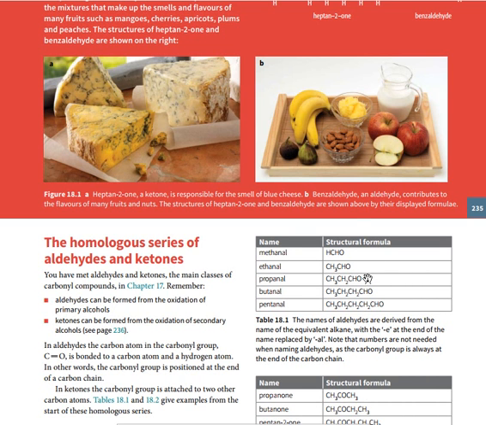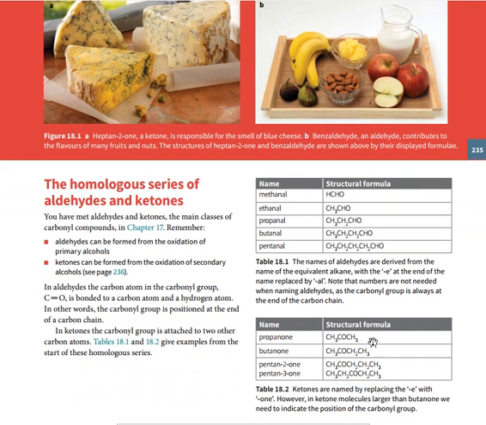So now let's see the naming of the structure. When you have only one carbon atom, the carbonyl compound is going to be called methanal. Two carbon atoms for aldehyde is ethanal, for three is propanal, four butanal, five pentanal.